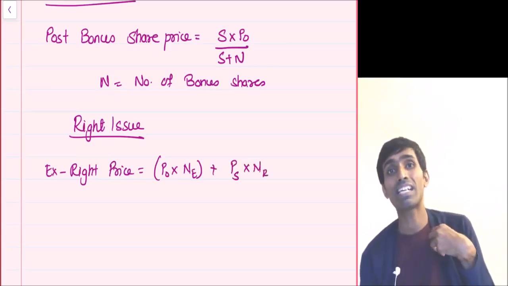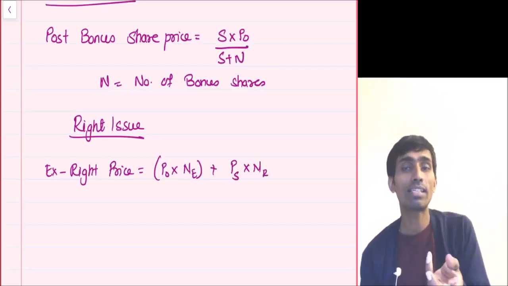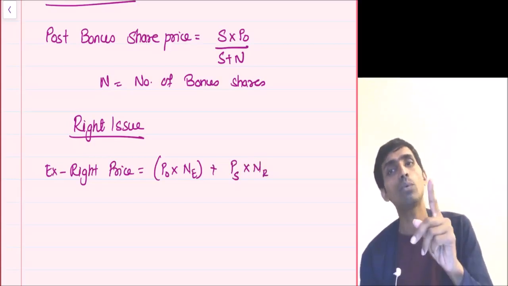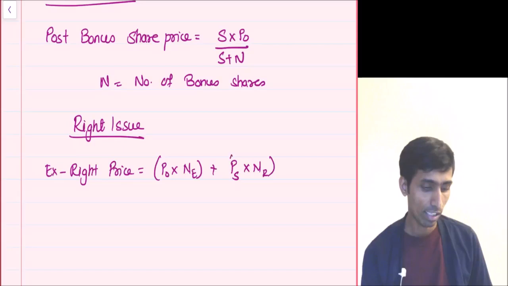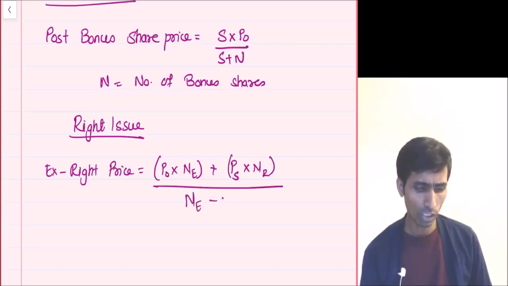If I am having 10 shares and my right is 1, that means for 10 shares I can buy only 1. That is my right, NR, divided by NE plus NR. There is no rocket science in this.